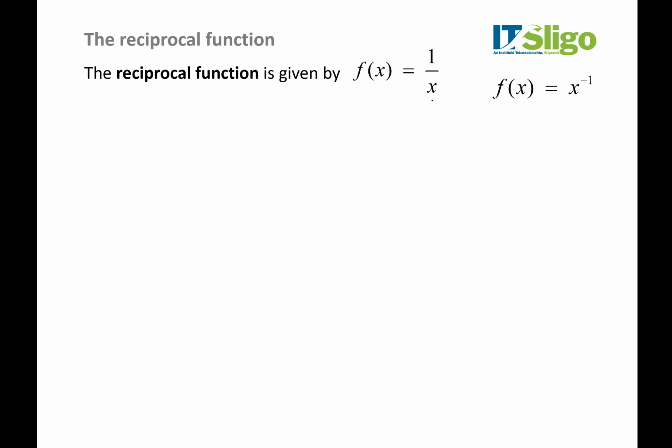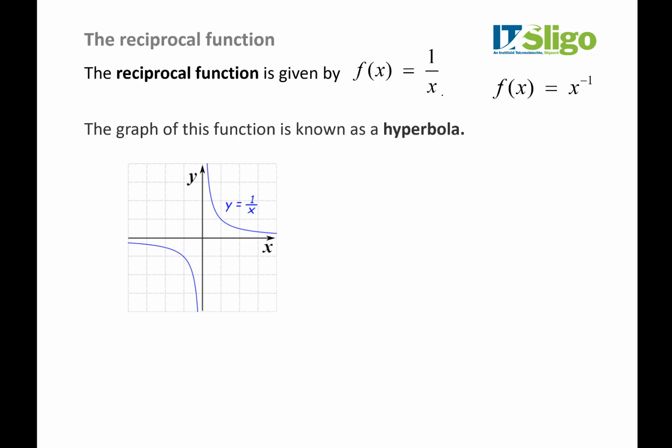Remember from our rules of powers, anything that lives below the line can be written with a negative power. If this was x squared on the bottom, this would be x to the power of minus 2. It's very important to get familiar with this kind of relationship at this stage. The graph of this function is called the hyperbola, and it looks like this.